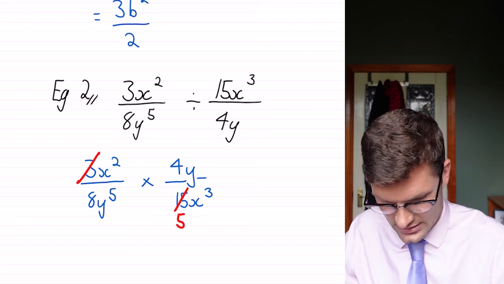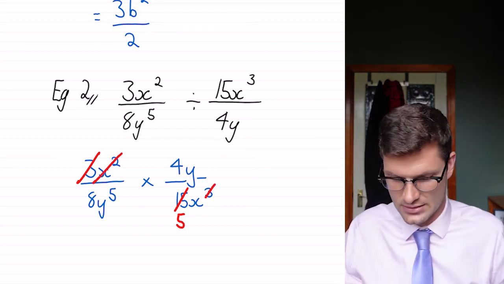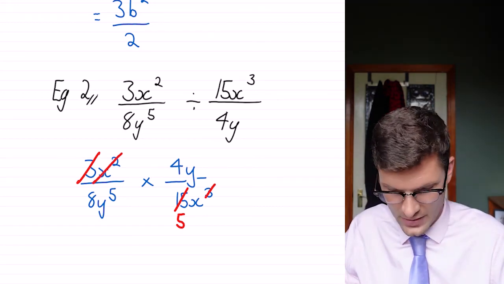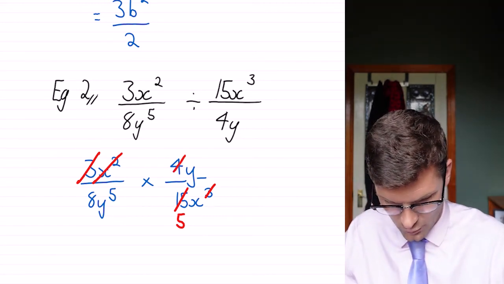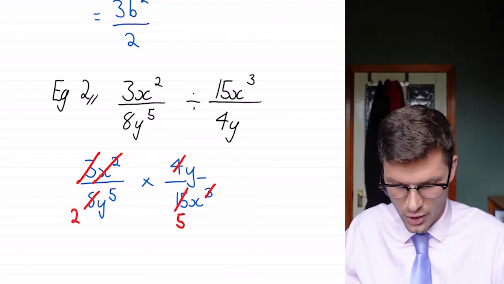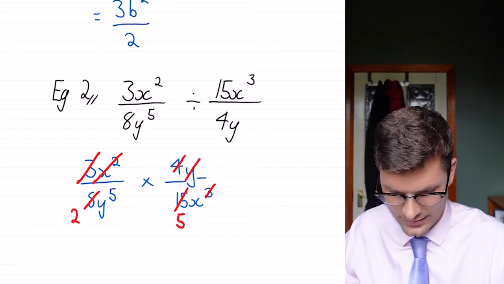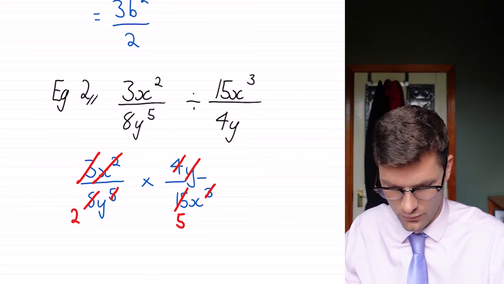2 of the x's here cancel out 2 of the x's down there, so we're left with 1 on the bottom. Now we're going to do the y's. 4 cancels out with the 8, leaving 2 down the bottom, and that 1 y gets rid of 1 of the y's down the bottom.